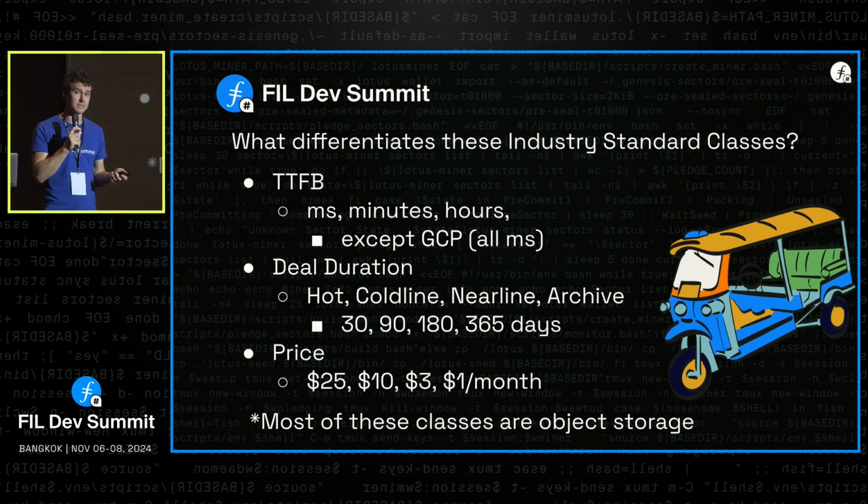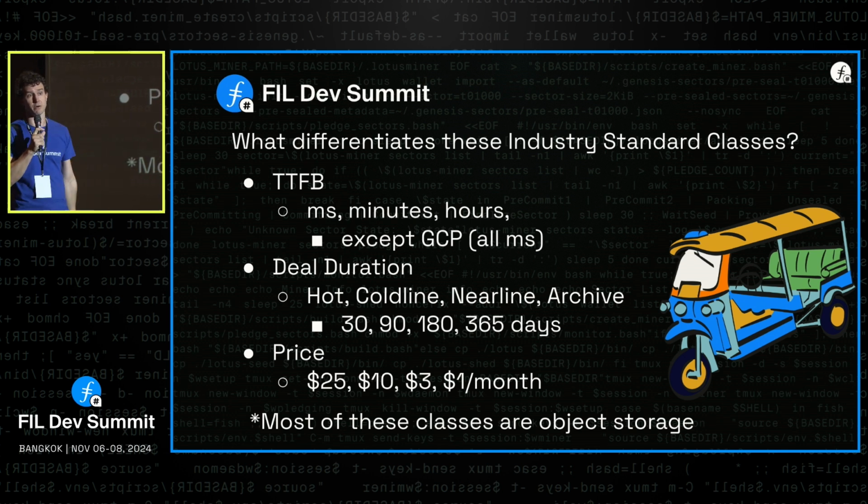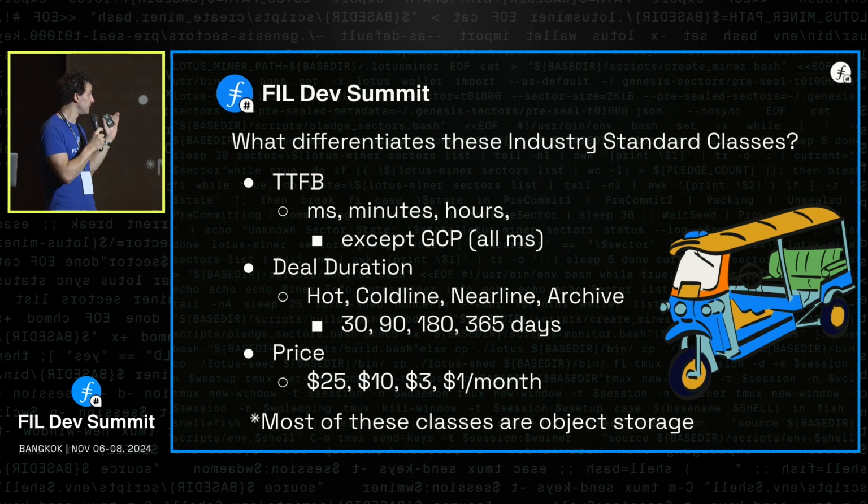Deal duration tends to determine the class as well, even though it might be the same infrastructure at the bottom level, being the HDDs. They just change the deal duration to change the storage class. And then price, as you go from hot to cold, tends to look something like $25 a month without retrieval fees, or somewhere around $15 for R2, and then going as cheap as $1 a month on AWS and Azure because they're selling tape.